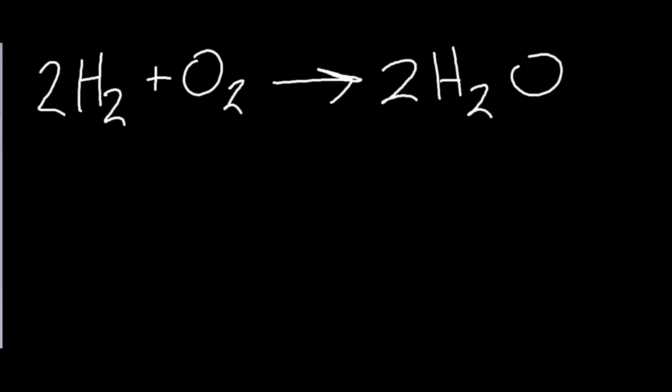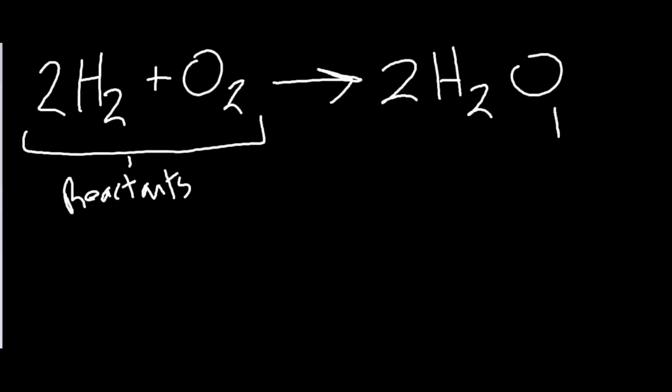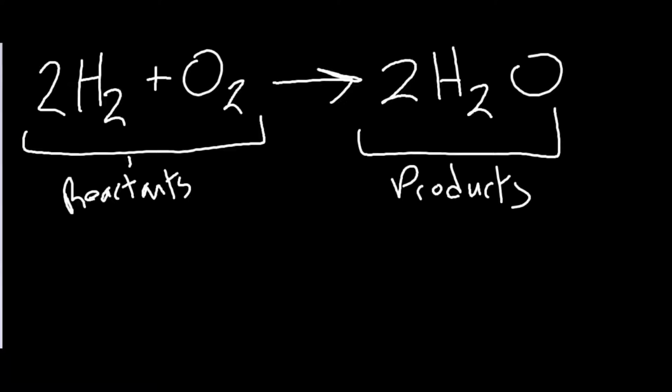So, in chemistry, we say that these are the reactants, or I guess in all forms of science, we say these are the reactants, and these are the products. Another thing that's important to realize is that there are 3 moles of reactants, 2 moles of hydrogen gas and 1 mole of oxygen, and there are only 2 moles of products, so 2 moles of water.